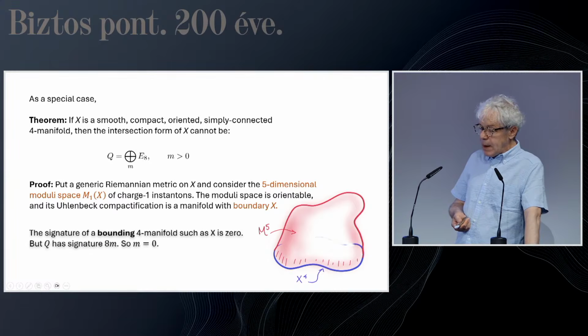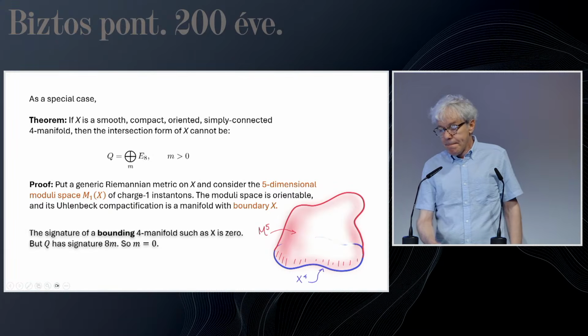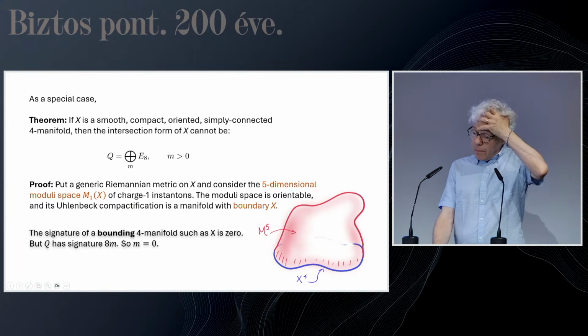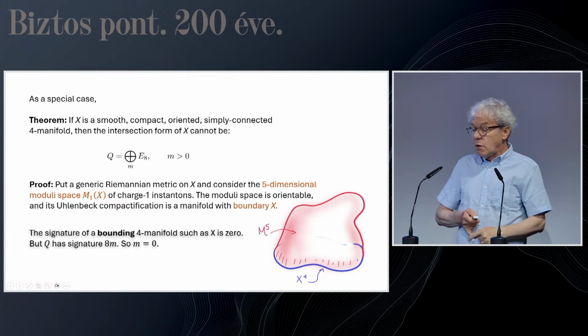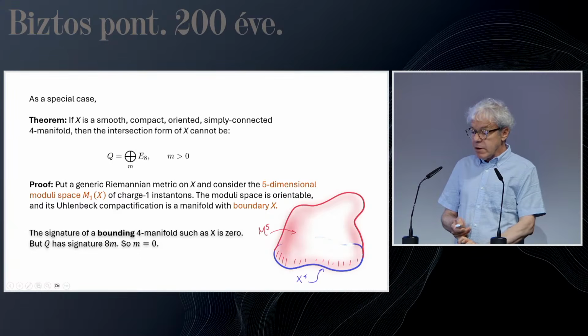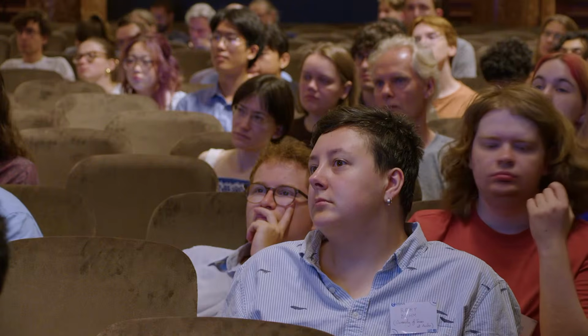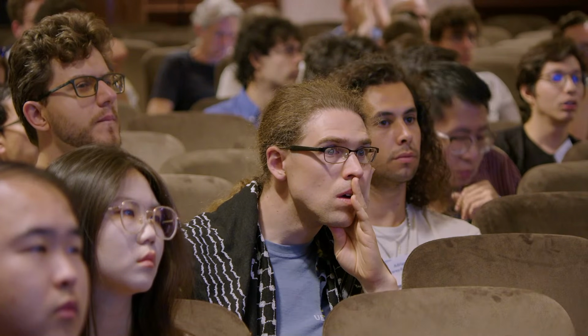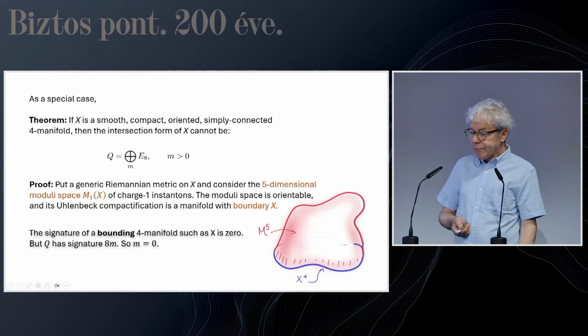At this point, our four-manifold is the boundary of a smooth five-manifold. Any four-manifold which is a boundary has 0 signature. The signature is a cobordism invariant. So it follows that the quadratic form has signature 0. But that quadratic form has signature 8m, that Q up there. So m has to be 0.